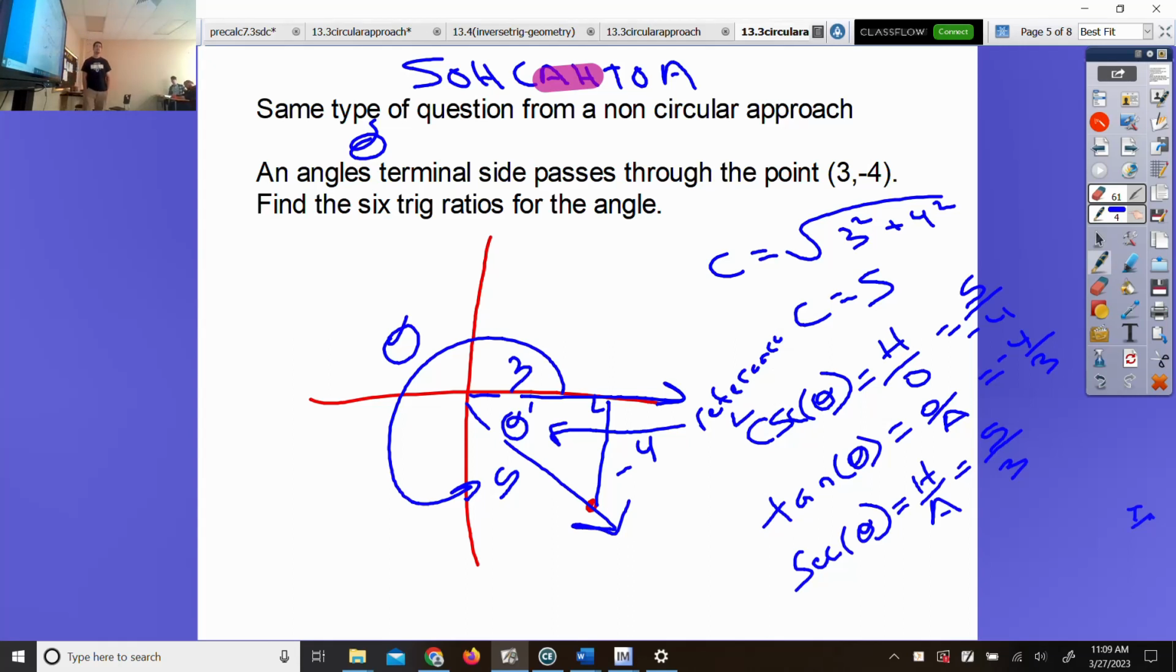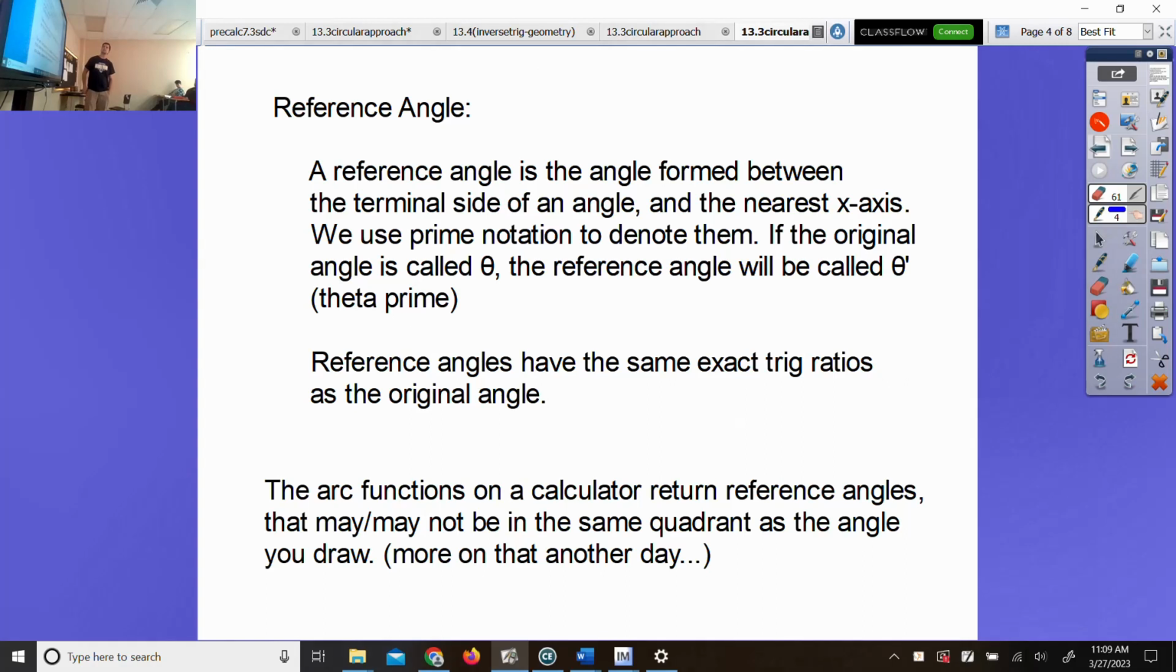So I skipped over the slide talking about reference angles. I don't know if this makes any sense, but I didn't actually use anything from the original angle, did I? I drew a new angle, didn't I? And used it. So back on the slide, I skipped over the definition of a reference angle. Reference angle is the angle formed between the terminal side of an angle and the closest x-axis, and we use prime notation, which you did use last year. So if the original angle is theta, reference angle is theta prime. Here's why it works. Reference angles have the same 6 trig ratios as the original angle.